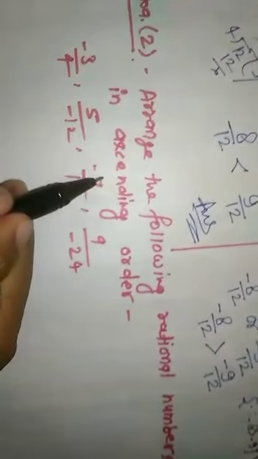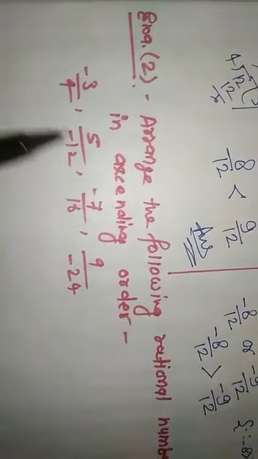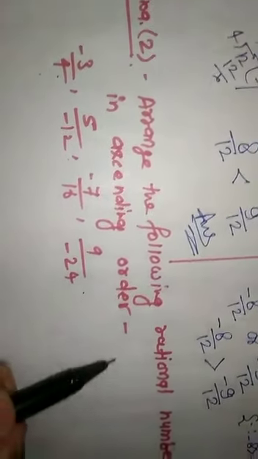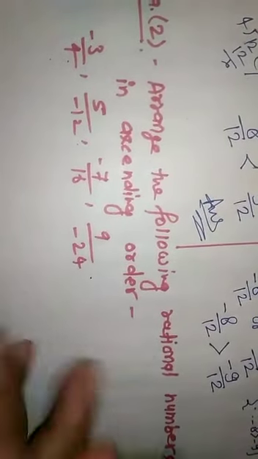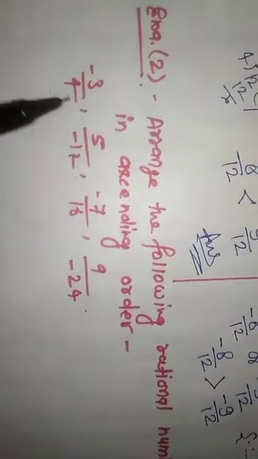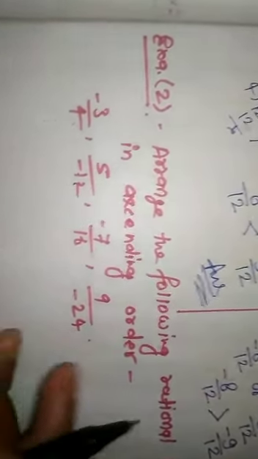Now arrange the following rational numbers in ascending order. The given rational numbers have to be arranged in ascending order, that means increasing order. So first, convert these into standard form.